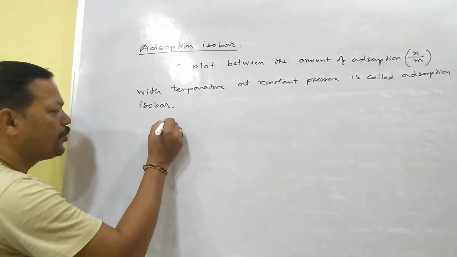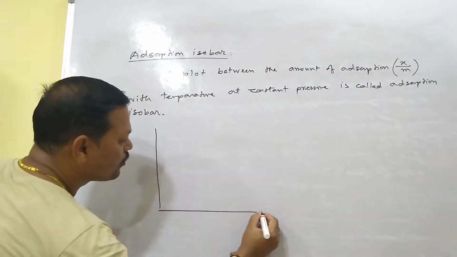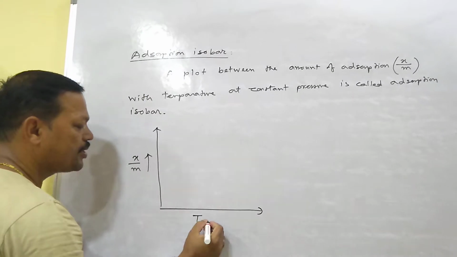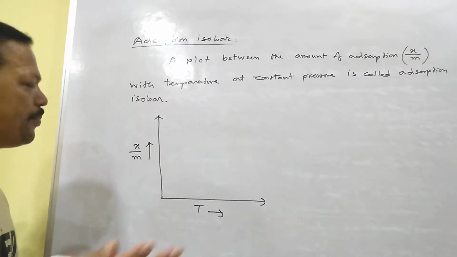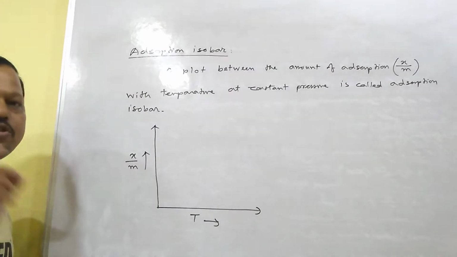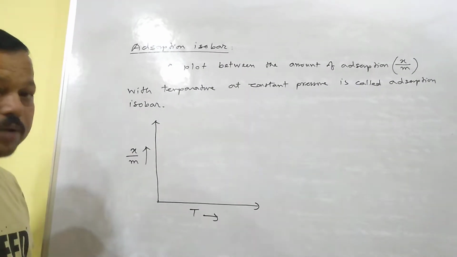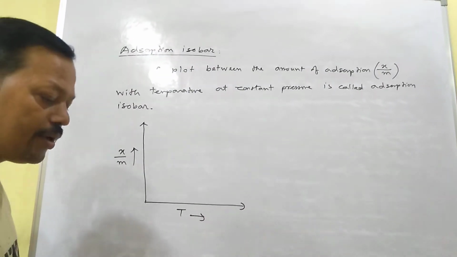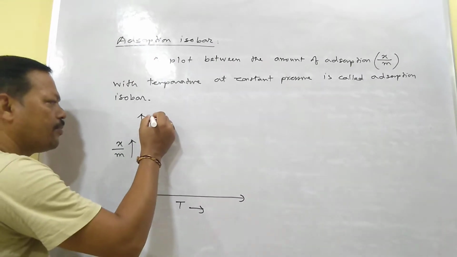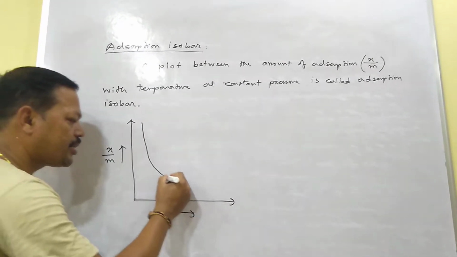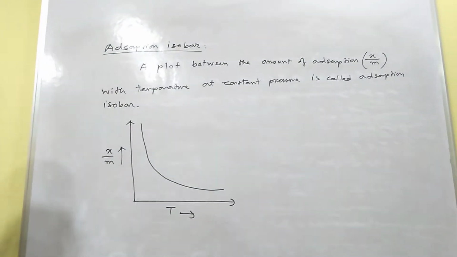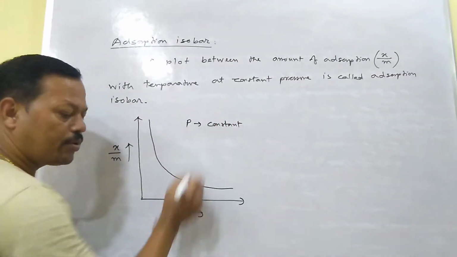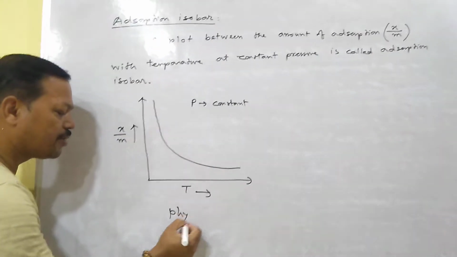Now, if you want to plot amount of adsorption versus temperature, when you increase the temperature, the adsorption goes on decreasing, because after applying temperature, the force of attraction decreases. That's why the amount of adsorption also goes on decreasing. At first it is more, and as the temperature increases, it goes on decreasing like this. Here P is constant, pressure is constant. This plot you will get for physical adsorption.